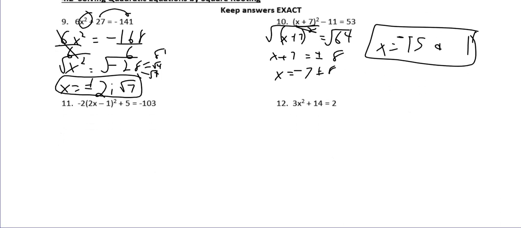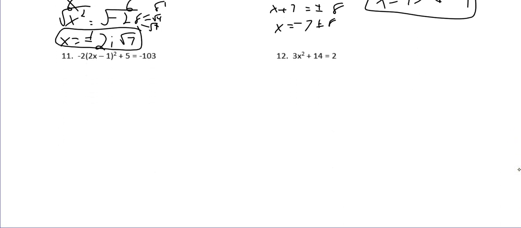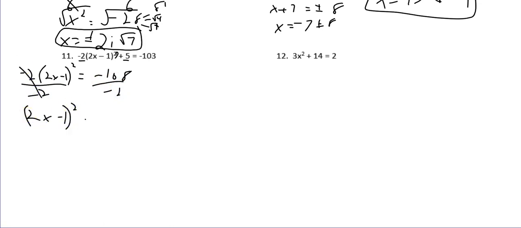All right, moving on. Lots to do here. First, we're going to get rid of the 5, then the negative 2, and then we're going to square root. So first, the 5. The negative 2 stays, and the binomial (2x minus 1) squared stays, equals. Subtract 5 gives us negative 108 because we had negative 103. Now divide by negative 2, which leaves me with (2x minus 1) squared equals 54. It's positive now because we divided a negative by a negative.